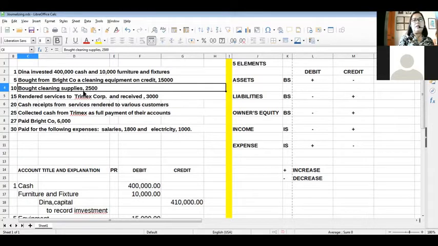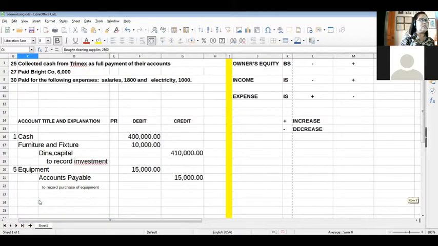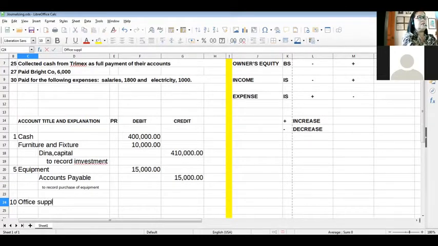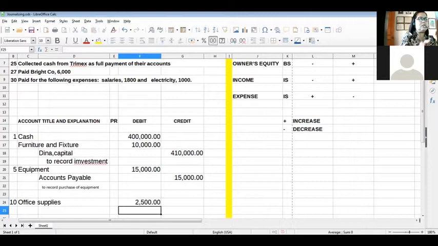Ano nagkaroon ng company? Nagkaroon siya ng office supplies. Okay. Ang office supplies ay under assets. So, nadagdagan ng office supplies, saan mo ilalagay yun? Sa debit. Okay? Meron kang office supplies. Okay, nadagdagan ng office supplies mo, therefore, ilalagay mo siya sa debit. Okay, that is how much? That is 2,500.